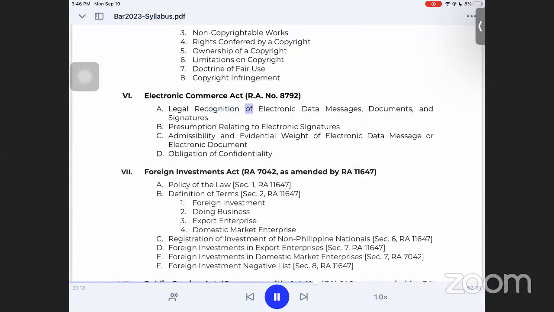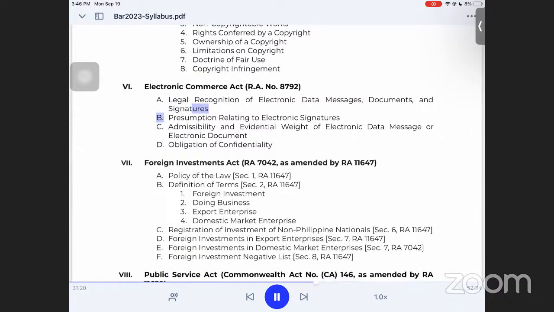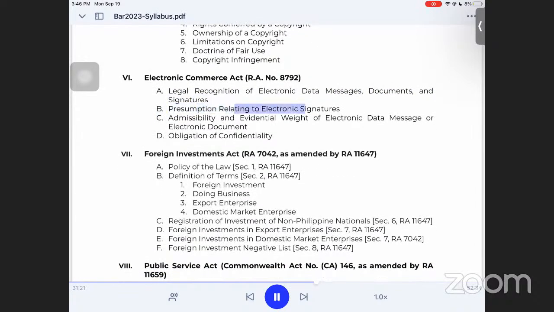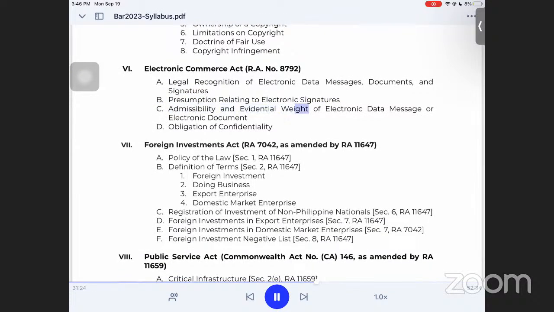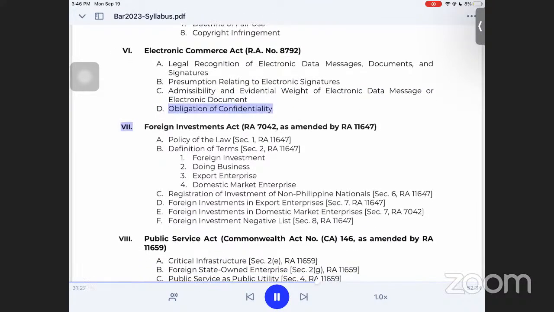A. Legal recognition of electronic data messages, documents, and signatures. B. Presumption relating to electronic signatures. C. Admissibility and evidential weight of electronic data message or electronic document. D. Obligation of confidentiality.